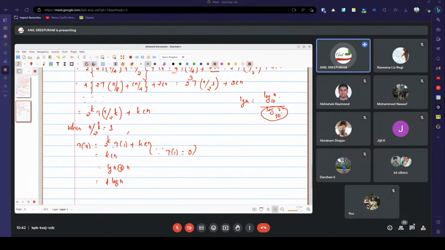So what is this d? d is actually this c into 1 by logarithm of 2 to the base 10. So this is of the order of big O or theta of n log n. If you want, you can write n lg n also, no issue. As the time complexity is n log n.